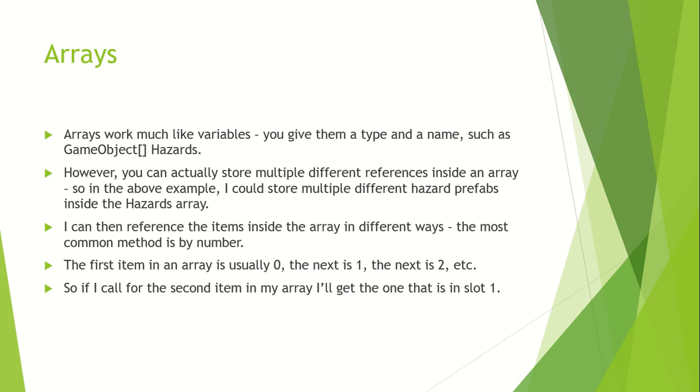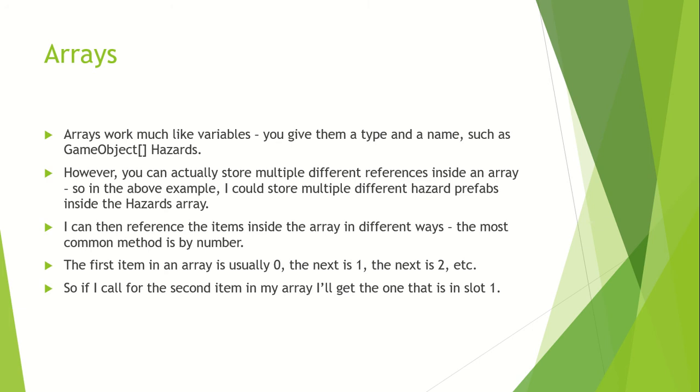So when you have an array instead of a regular variable, what you can basically do is store multiple references of that particular type inside of the array. So in this particular example, we could have multiple game objects inside of hazards. Hazards doesn't have to be one game object, it can be 4 different ones. That's what it is in Space Shooter. There's 3 asteroids and 1 alien.